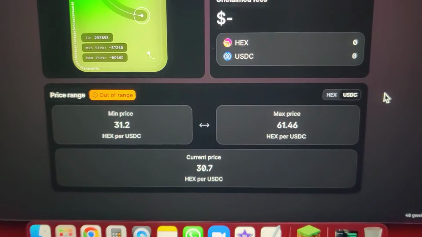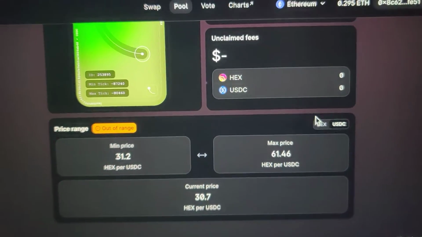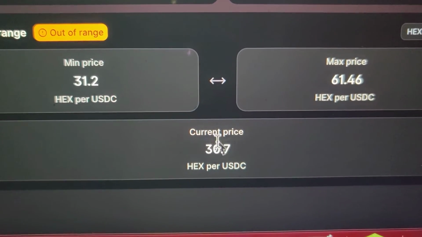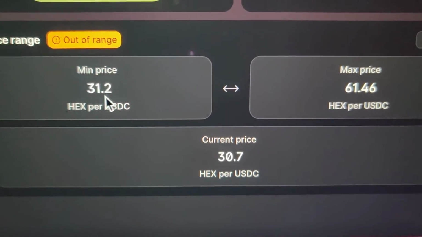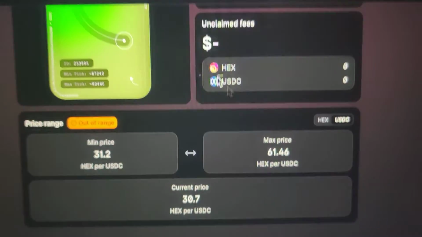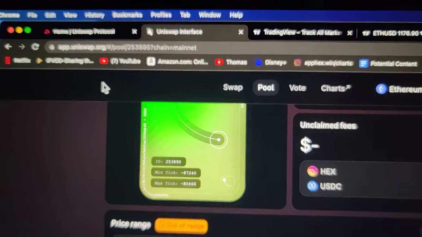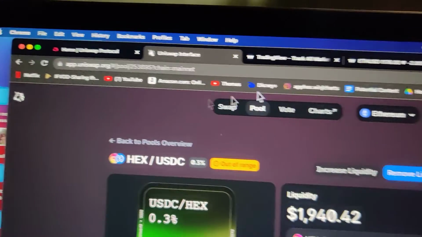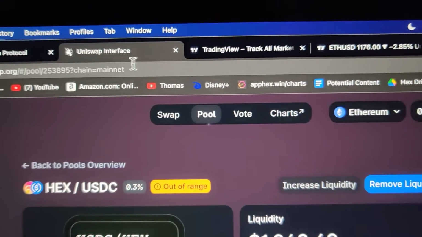Holy crap, Deb. I'm doing it. I am providing liquidity. So here's my range. I freaked out when I saw this. I'm on Uniswap. Let's see. Yeah, Uniswap. Yep.